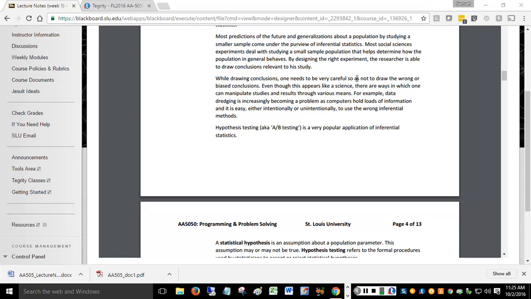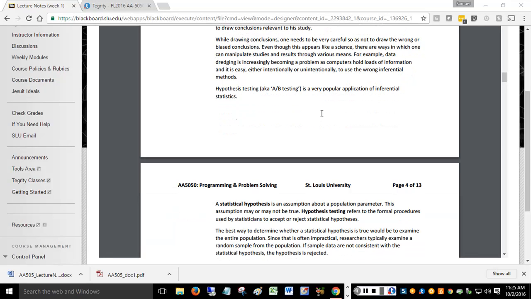One example that is growing in being problematic is computers hold lots of information, and it's easy, either intentionally or unintentionally, to use the wrong inferential methods. So the problem with inferential statistics that is typically solved or used here is targeting, called hypothesis testing. Sometimes it's called A/B testing. It's a very popular application of this.